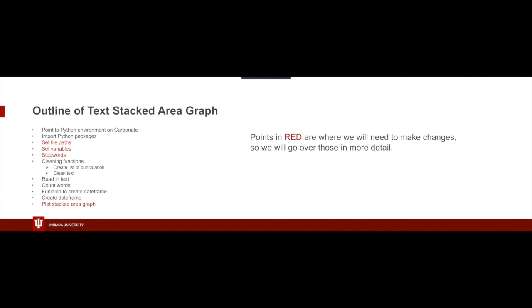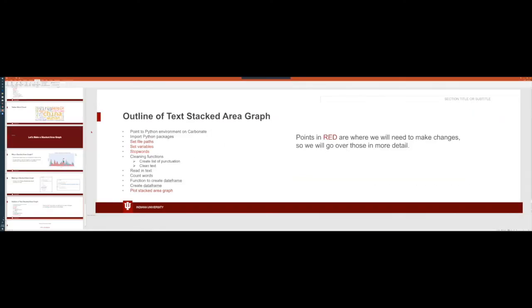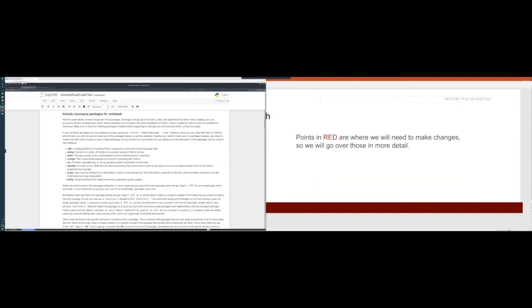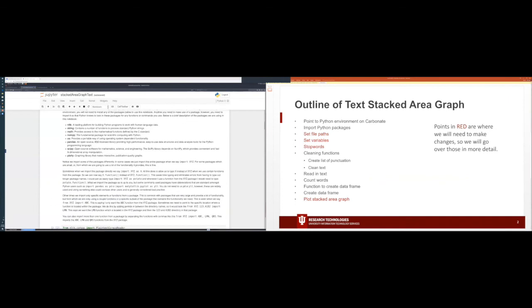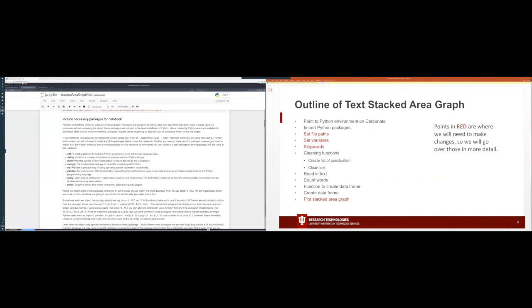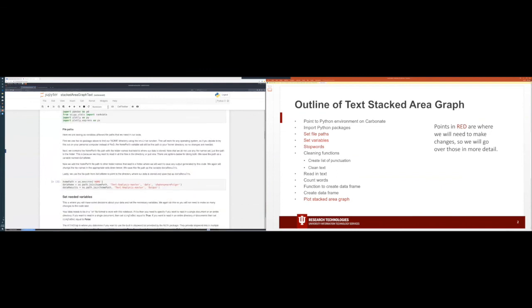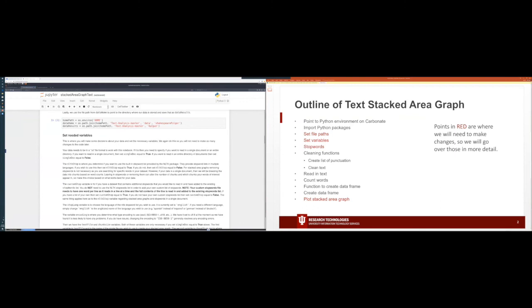Okay, so we're going to go back to our outline now for the stacked area. Again, I'm going to focus more on the red, and probably even less so than the last time. So same things as before. We pointed to our environment up here, pulling in packages down here, setting our file paths again. You can see there's fewer of them this time, which is nice.